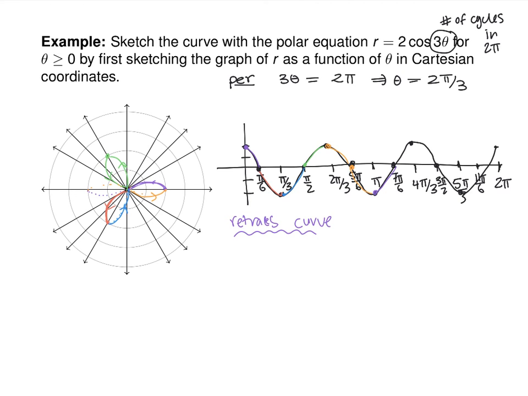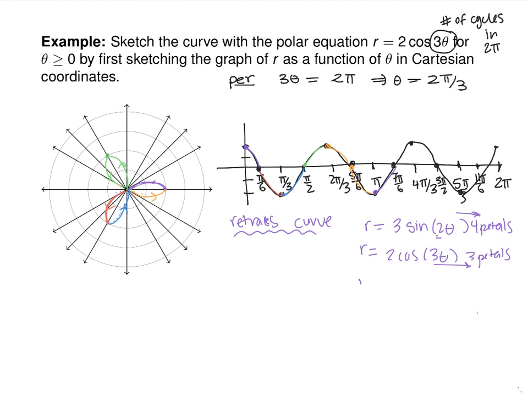See if you can convince yourself to guess what the pattern is for these two examples. The previous one we had r was 3 sine of 2 theta, and there were 4 petals. And here we have r is 2 cosine of 3 theta, and there were 3 petals. The general hint is that if this number is even, the number of petals is double that number. If it's odd, it's the same.